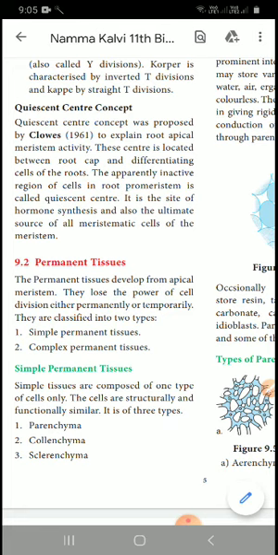It is apical meristem only. It is also classified into simple and complex. Simple means parenchyma, collenchyma, sclerenchyma. We have studied this in 9th itself. What is a parenchyma? What is collenchyma? It is one type of cell only.